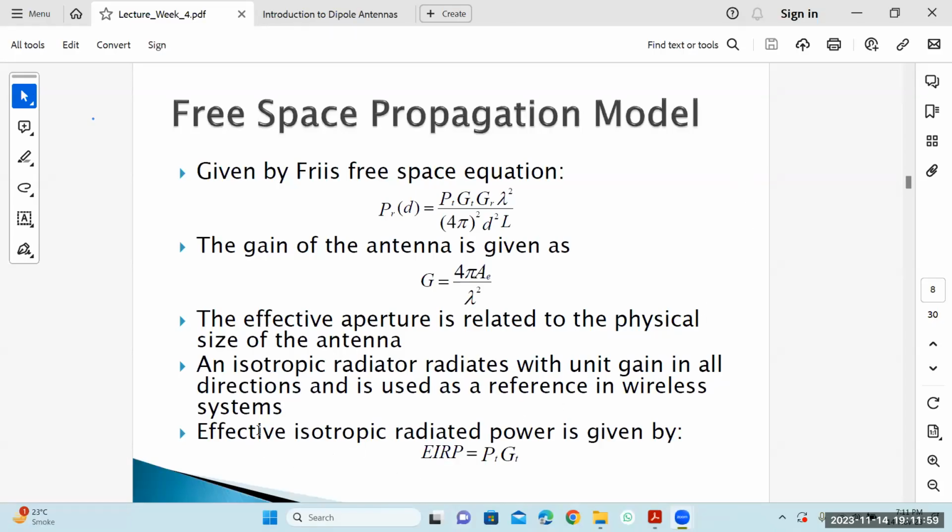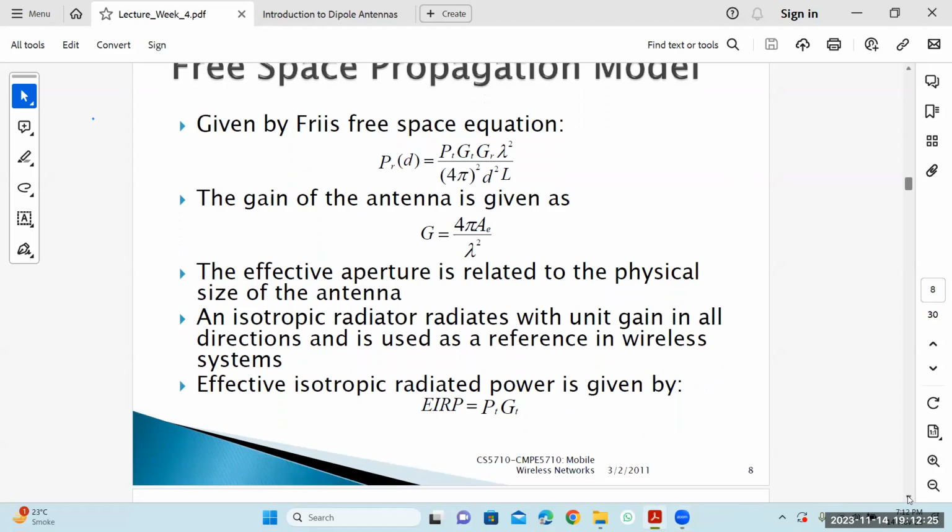Right. So we have effective isotropic radiated power, a very important parameter. Effective isotropic radiated power is the product of the transmitted power and the gain of the transmitter. The power in the transmitted signal multiplied with the gain of the transmitter. That is effective isotropic radiated power.